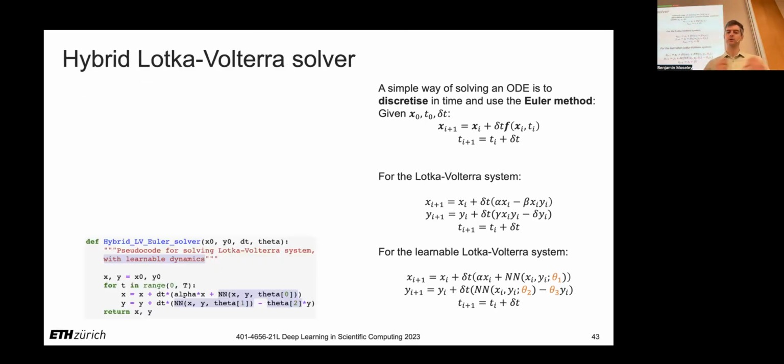Again, I'm writing all of these hybrid algorithms in the same pseudocode structure so that you can realize how similar they are. They're just functions with inputs and outputs. And so this function now takes as input the initial population of the predator and the prey, x and y0, our time step, and the values of the neural networks, which we're trying to learn the parts of the differential equation. And then we have this time stepping algorithm, which is just implementing this Euler solver.